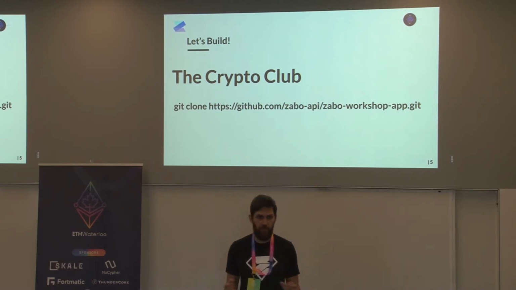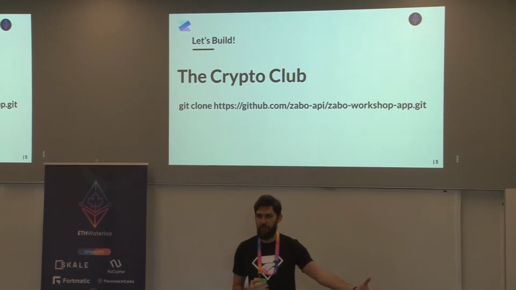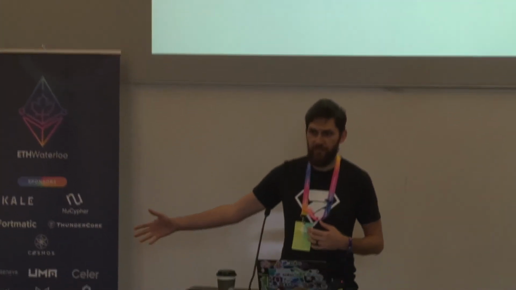So a user can show up with a node and run it, and Zabo API will talk to that node. It will also talk to Coinbase's custodial API. It'll also talk to Binance's API. It'll also talk to MetaMask. It'll also talk to Ledger. So all of these wallets, and there's no change in lines of code.